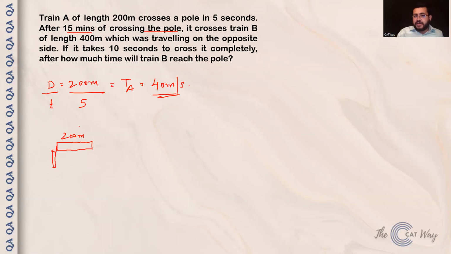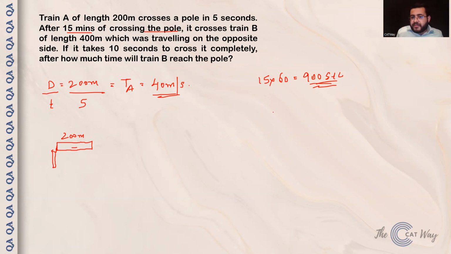And 15 minutes after it, it crosses train B of length 400 meters, right? So 15 minutes is given. First we'll be converting it into seconds. So we'll be getting what? 900 seconds, right? And it has been given that after 15 minutes, that is after 900 seconds, it crosses train B. That means train B has been crossed, and crossing of train B was done only in 10 seconds, right? So after 900 seconds, train A has crossed train B. And it took 10 seconds to cross train B.